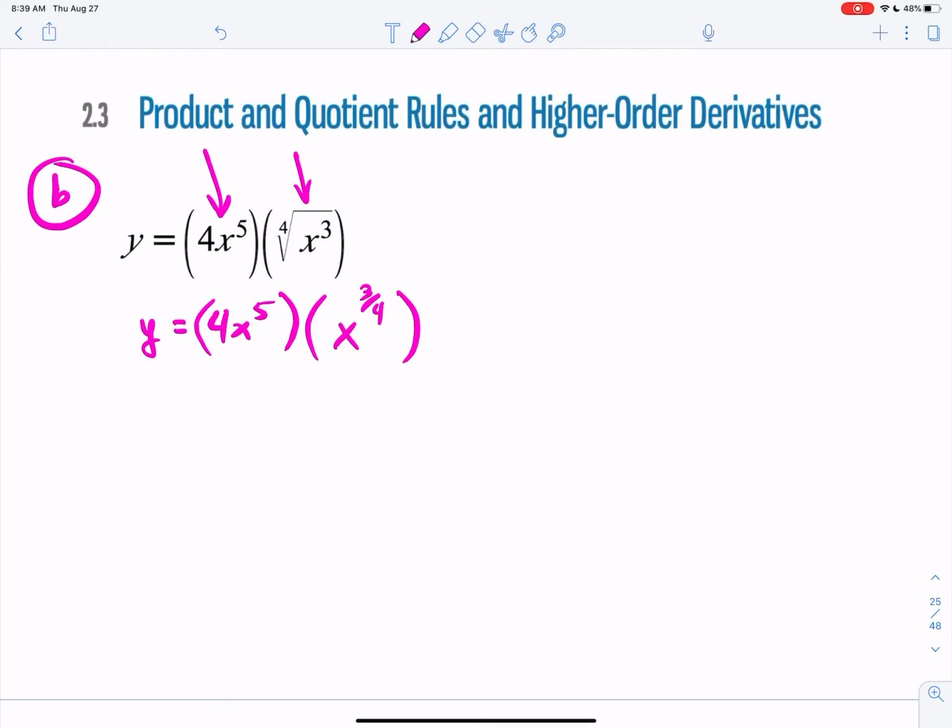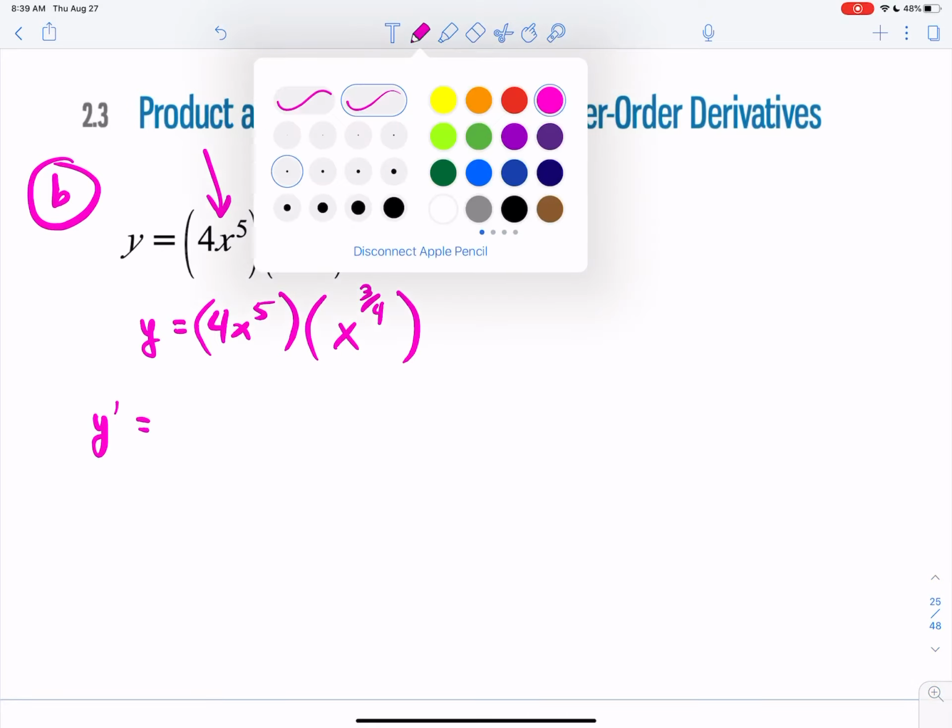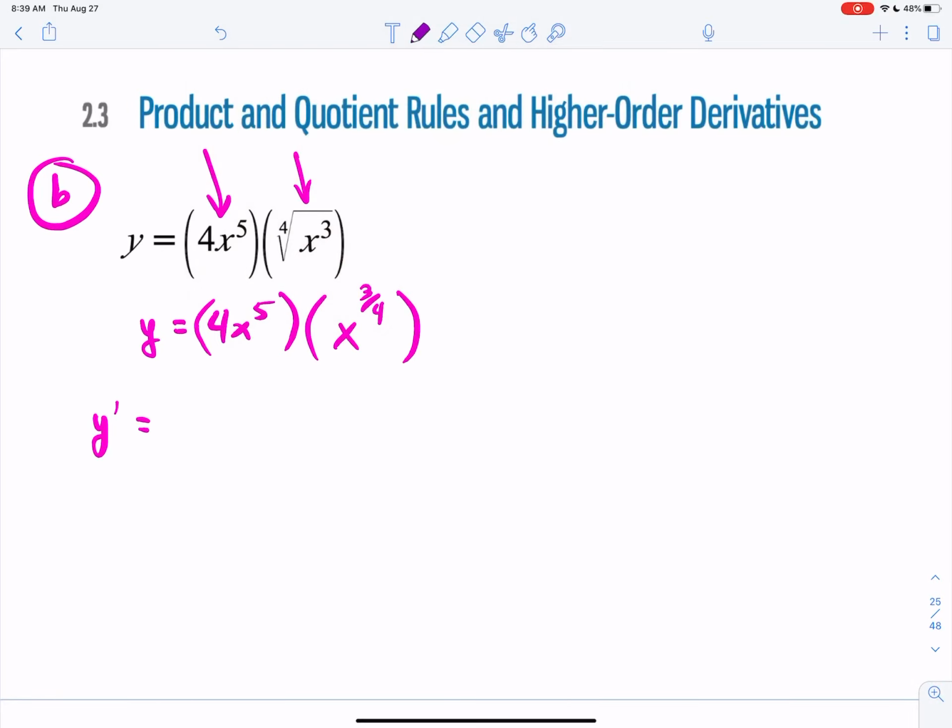We have a product, so let's find the product rule. Let's try without writing it out. Remember, the product rule is the first times the derivative of the second plus the second times the derivative of the first. Feel free to pause and try this on your own or follow along with me, okay? So the product rule is the first times the derivative of the second plus the second times the derivative of the first.